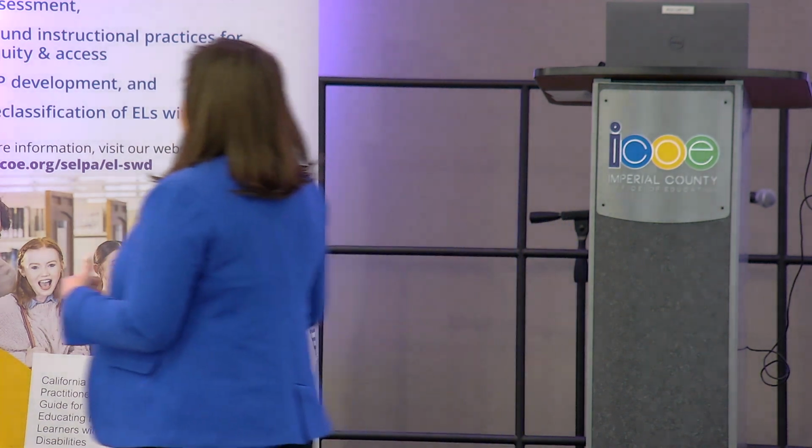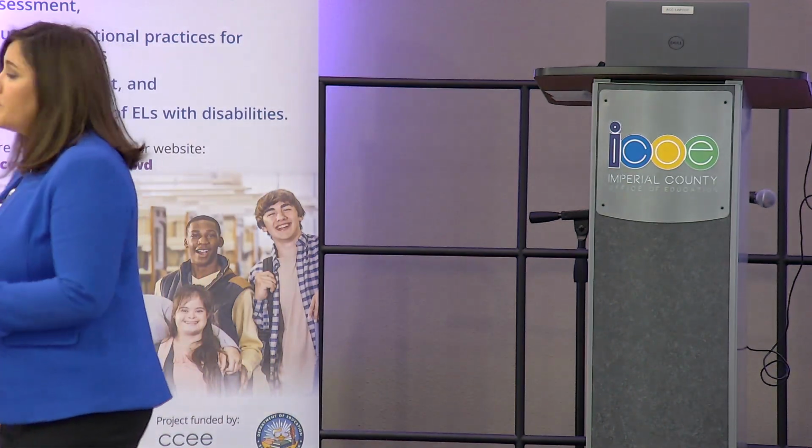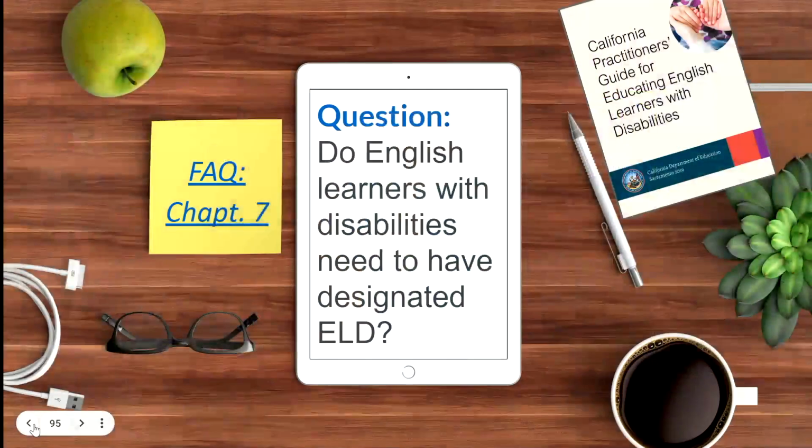So let's go back to one of the features that we really appreciate from the practitioner's guide, which is the FAQ feature. So let's start with this question. And I feel like up to this point, I think we're all going to get an A on this answer. So do English learners with disabilities need to have designated ELD?